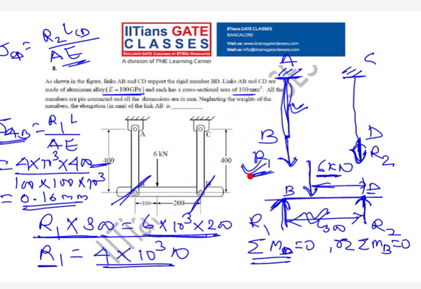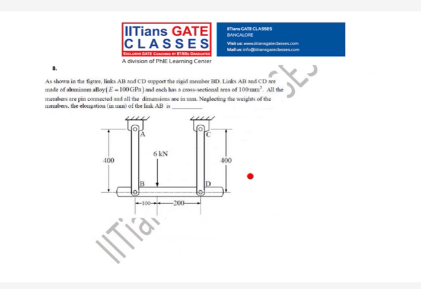Yeah, delta CD is 0.08 mm. They didn't ask it in the GATE exam, but we can find it. So that means finally it is deflecting like this. Is it clear? Okay.